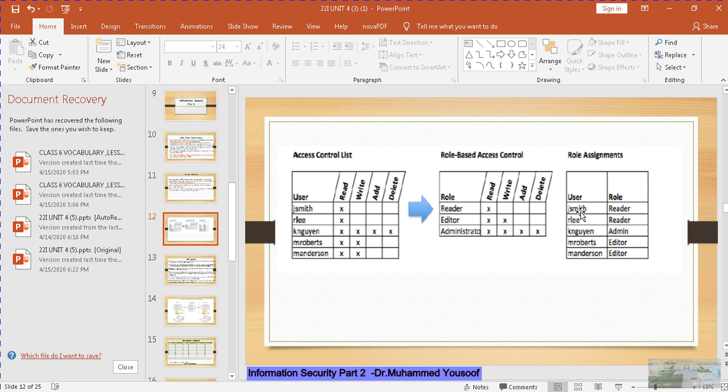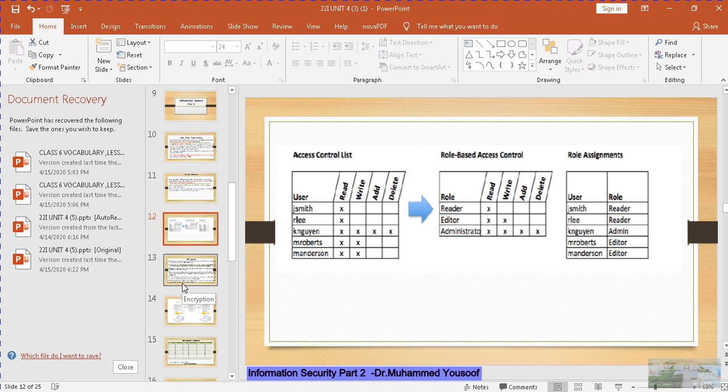So now you can see here, Smith is what? Reader. Raleigh is a reader because they have only the right for what? Read. Kenagan is actually admin, so that's why he has all the 4 rights. Can you see here? All the 4 rights. McRoberts and Anderson are editors. They have the rights to read and write. I hope now you are clear about 2 things. Number 1, multi-factor authentication. Number 2, access control.